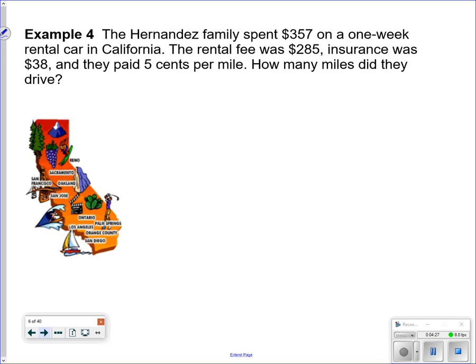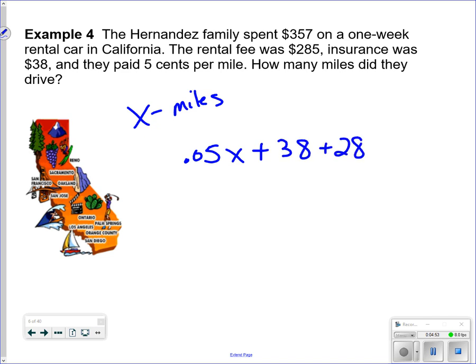The Hernandez family spent $357 on a one-week rental car in California. The rental fee was $285, insurance was $38, and they paid 5 cents per mile. How many miles did they drive? So what is our x? What is our variable? We're looking for miles. And so since they spent 5 cents for every mile, plus $38 for insurance, plus $285 as a rental fee, and the total cost of their trip was $357.